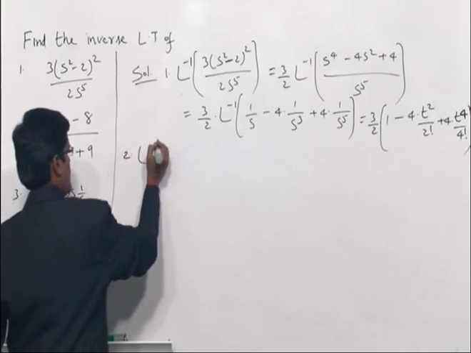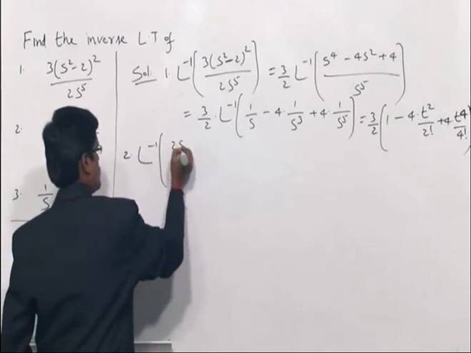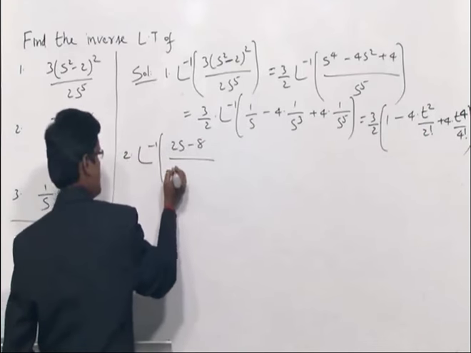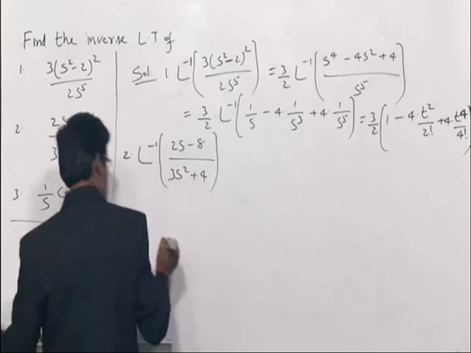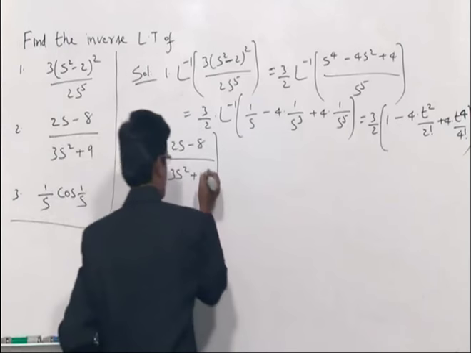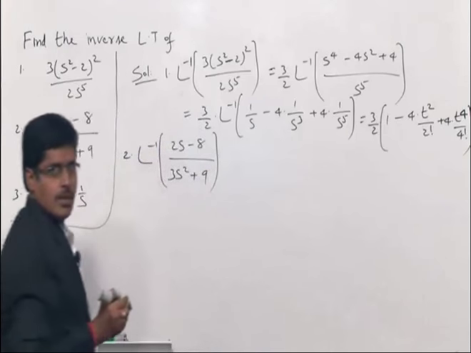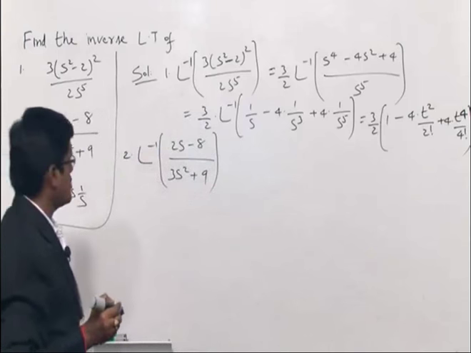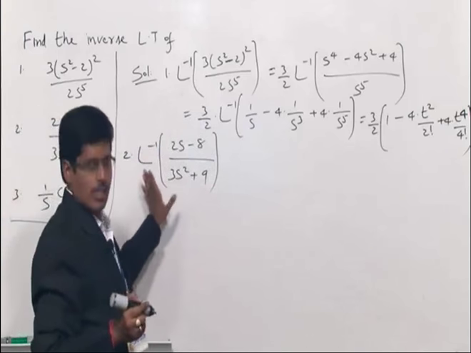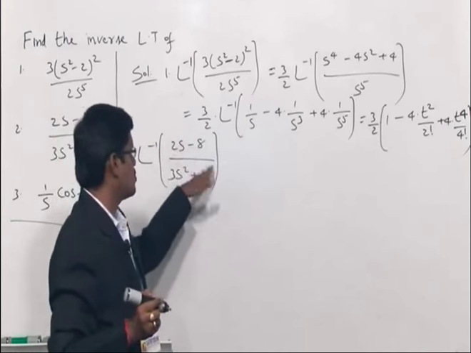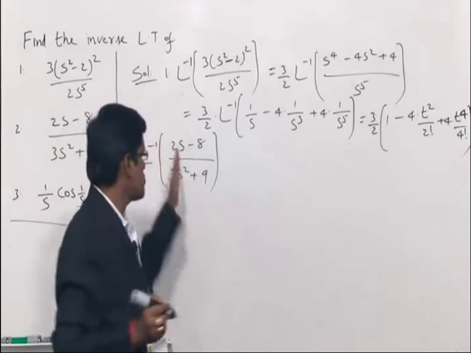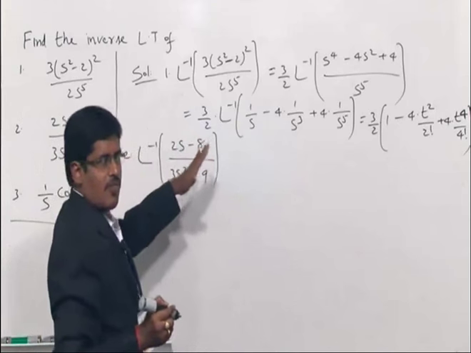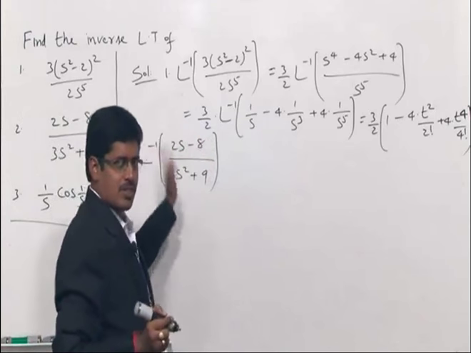Second one, L inverse of (2s minus 8) over (3s square plus 4). Sorry, 3s square plus 9. Now the denominator is in the form of s square plus a square after taking 3 out. And so numerator has 2 terms. I didn't give directly 2s minus something any inverse formulas. So splitting into fractions, and before that take the common constants outside.